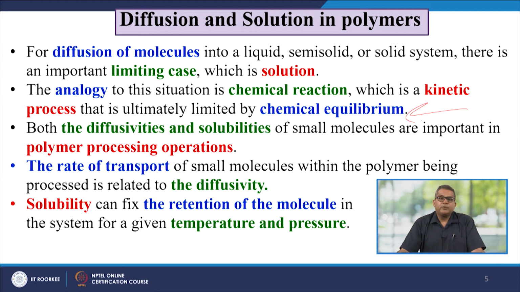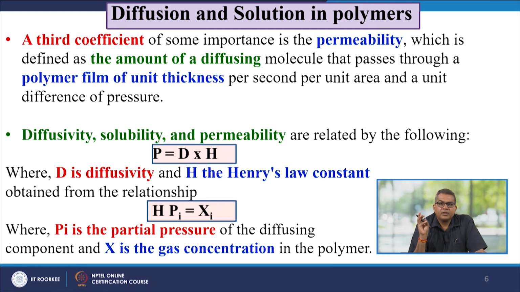Now, both the diffusivities and solubilities of small molecules are important in polymer processing operations. The rate of transport of small molecules within the polymer being processed is related to the diffusivity, and solubility can fix the retention of molecules in the system for a given temperature and pressure.